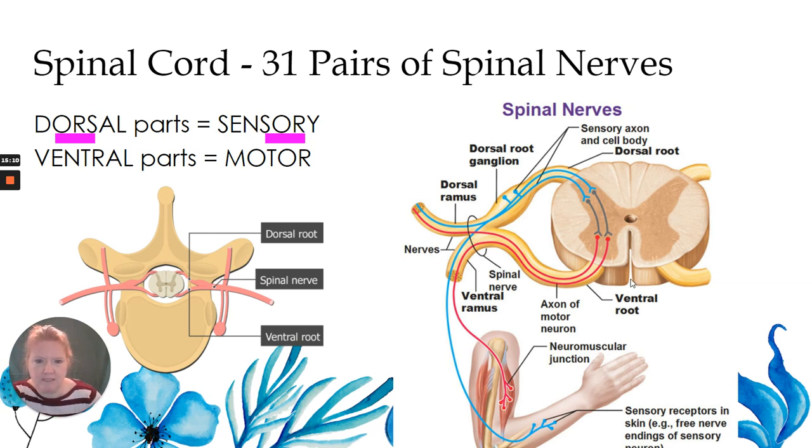And you can see we have a sensory part coming in and then a motor part coming out. Okay. And you can see some crisscross as things are going from, remember, right side to left side. But in general, anything that is a dorsal part is going to be sensory. Anything that is ventral is going to be motor.